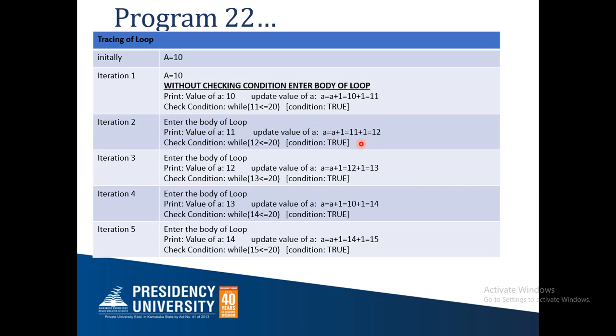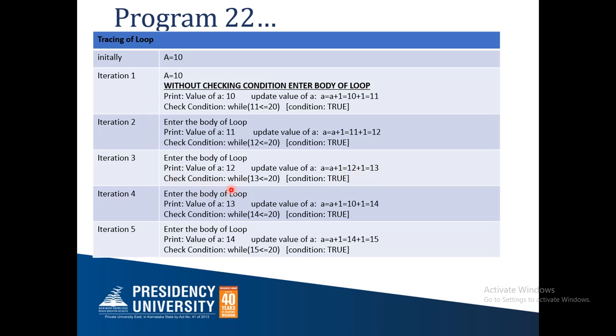We have printed here and it is 12, and then we are going to check the condition whether the 12 is lesser than 20 or not. So it is lesser than 20, so we will simply say yeah, it's true, and the moment it is true we are going for iteration 3, and for the iteration 3 it will print the value of a. So we have seen here the value of a was 12, so it will display 12. It will update the value of a again. So what was a? It was equal to a plus 1 equal to 12 plus 1 equal to 13.